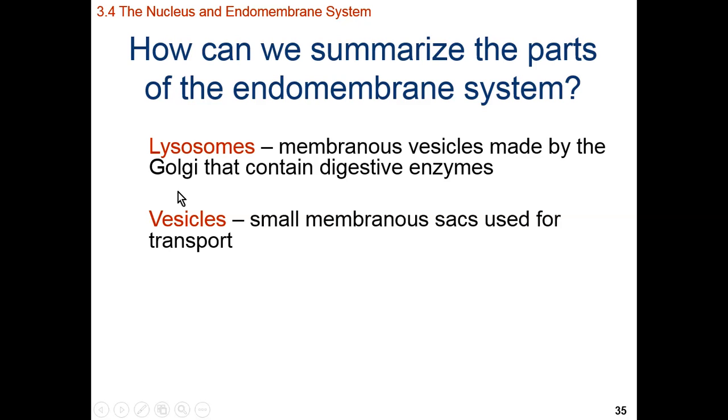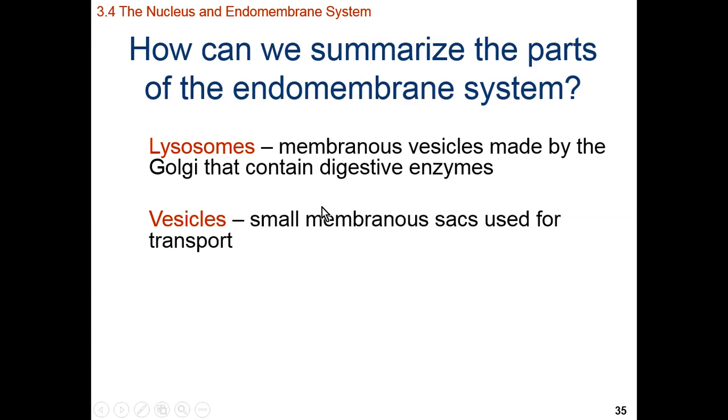And then we have vesicles, which is just a little membranous sac. Just think of it as a travel suitcase that's used to move stuff around the cell. And depending on whether it's going to stay in the cell or leave the cell, generally we'll use the terms transport vesicle for staying in the cell or secretory vesicle for a vesicle that secretes its substance out of the cell.